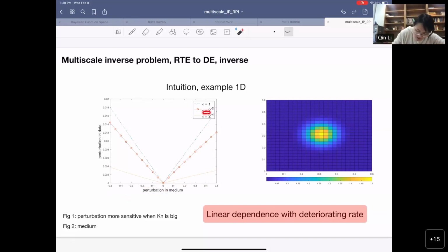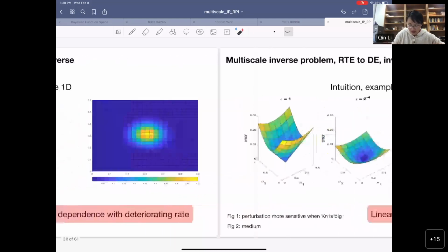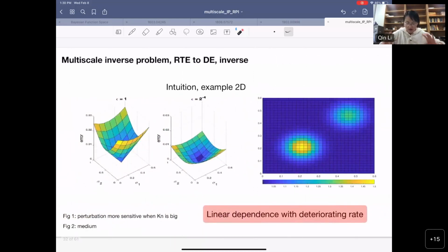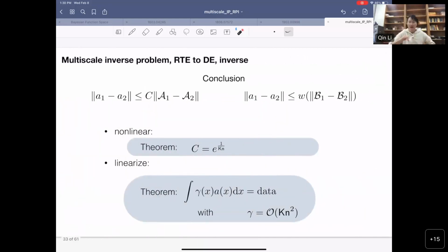However, if you have a very small Knudsen number, the change is very, very small. It's still linear, but you have to change your media by quite a bit for your data to observe a little bit of perturbation. So in some sense, your data is insensitive to your media reconstruction. This is the same problem, just presented in 2D. You have two Gaussians, so two bumps. And then we traced it.